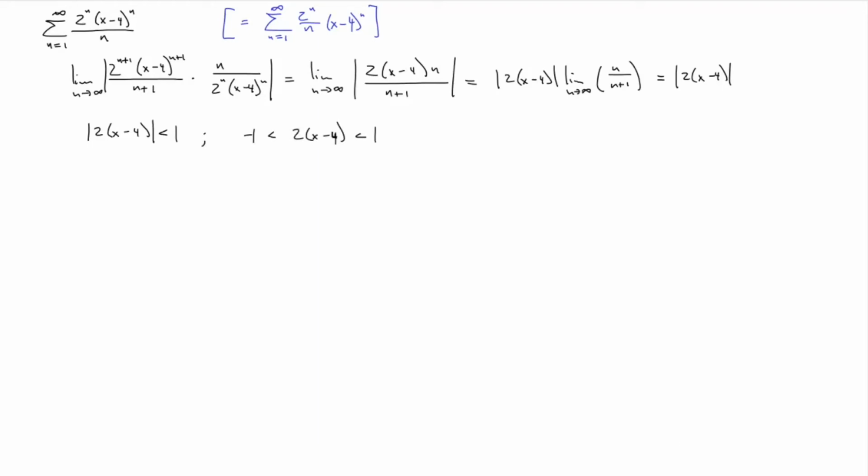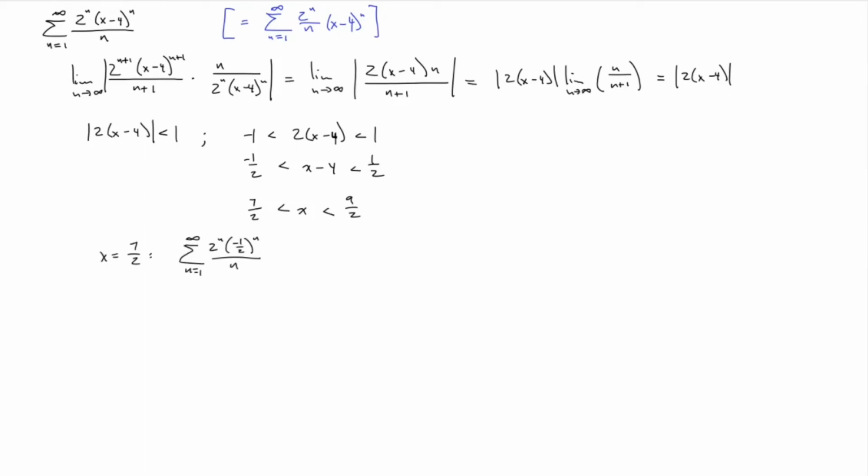And that happens when negative 1 is less than 2 times x minus 4, which is less than 1. Dividing everything by 2, we get negative 1/2 less than x minus 4 less than 1/2. And then adding 4 to everything, we get 7/2 less than x less than 9/2. So this series converges whenever x is between 7/2 and 9/2.